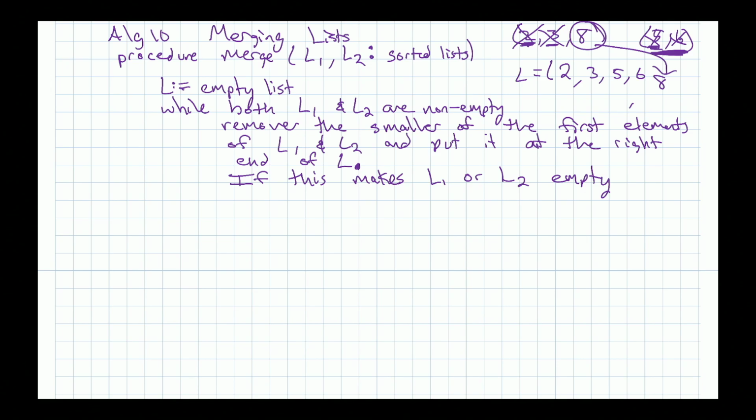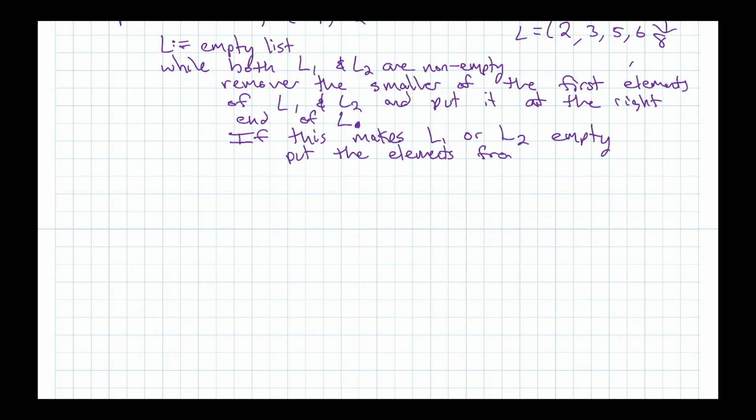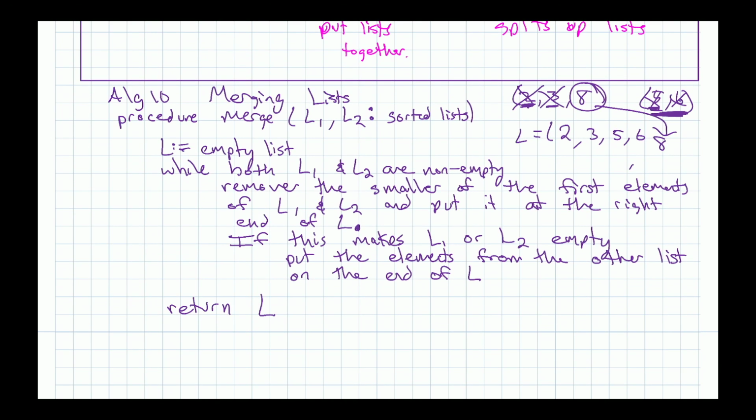So if this makes L1 or L2 empty, you just put the remaining elements from the other list on the end of L. All right. And then once you do that, you're done. So that ends the if statement, it ends the while loop, and then you return L. Okay? And that algorithm in words was what we just did a few times here.